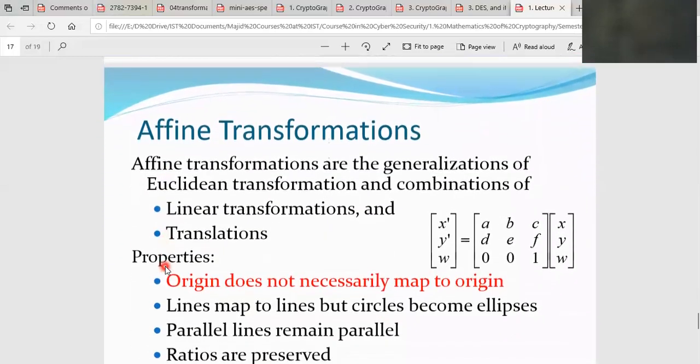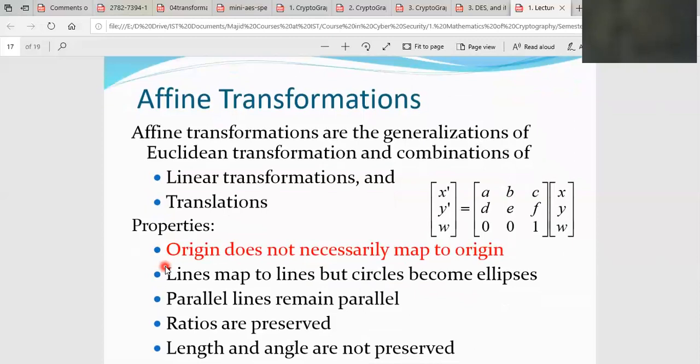Here we have come to the affine transformation. Affine transformations are a generalization of Euclidean transformation and a combination of linear transformation and translation. This property is quite useful in cryptographic applications: the origin does not necessarily map to the origin. That basically denies the fixed point, which is quite useful in an encryption algorithm. The rest of the properties are the same, but we are mainly playing with this first property.